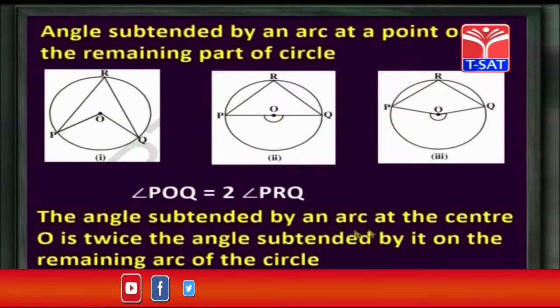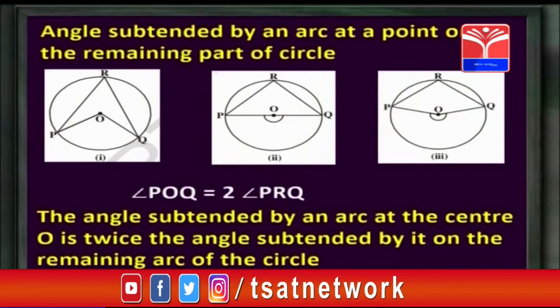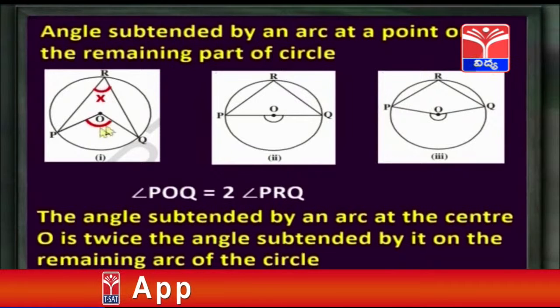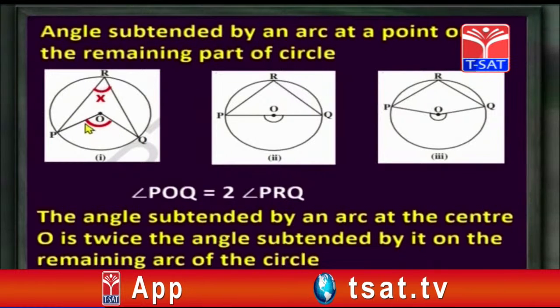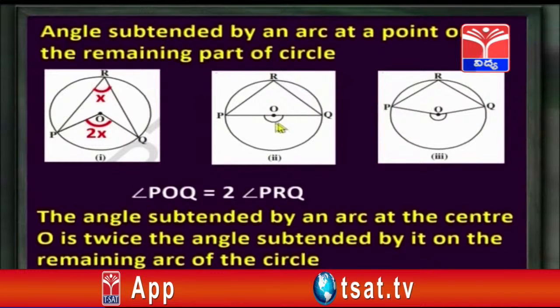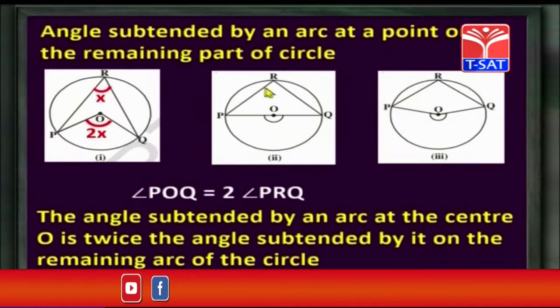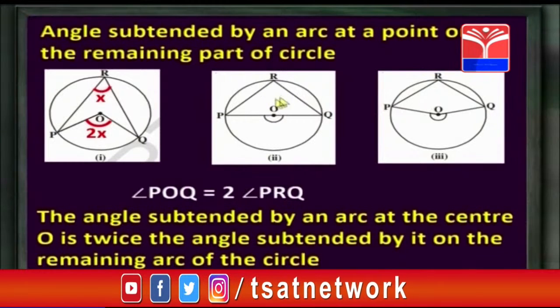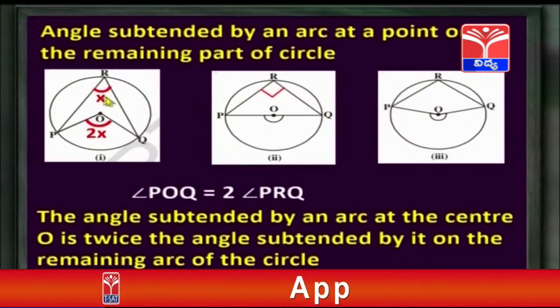The angle subtended by an arc at the center O is twice the angle subtended by it on the remaining part of the circle. If this angle is x, then what is the value of this one? Definitely twice x, so 2x. If this is 180 degrees, PRQ is 90 degrees, as we know the angle subtended by a semicircle. If this is 100, then this will be 50.